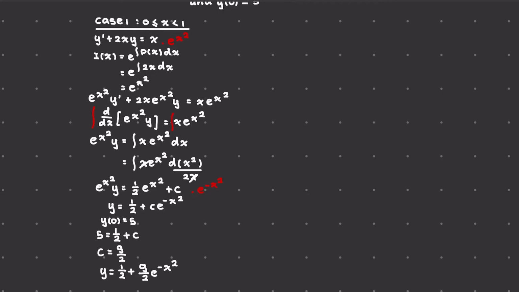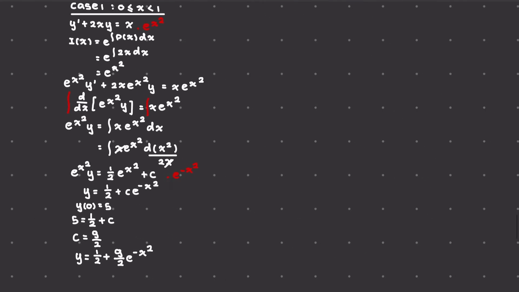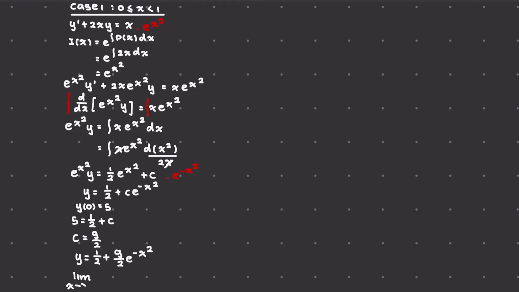This is our solution to case 1, where our domain is from 0 to 1. Remember, we want to find a continuous function, and from the point x equals 1 here, we get a new initial condition that we can use later on for our case 2. To find the new initial condition, we can simply do this: we take the limit as x approaches 1 of 1 over 2 plus 9 over 2 e to the negative x squared.